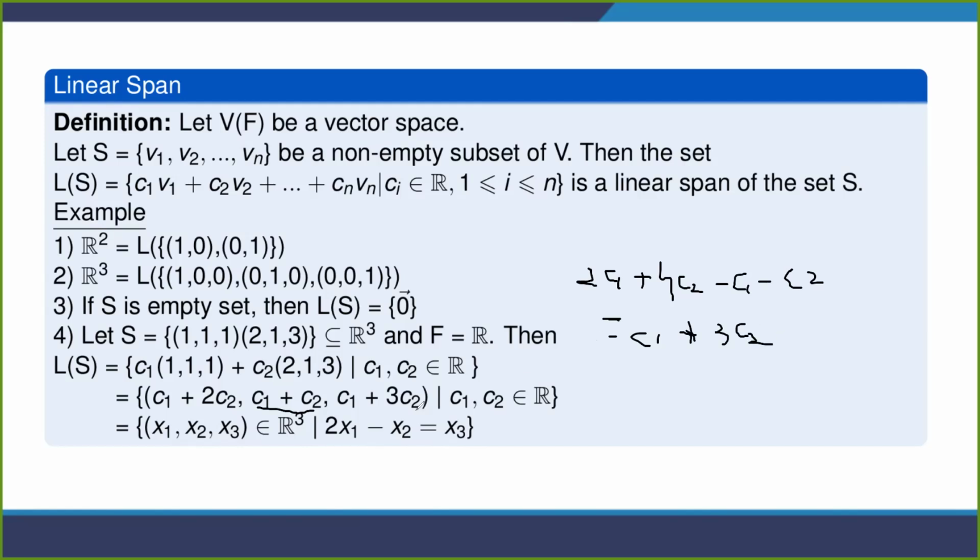If you understand this, x3 is what? C1 plus 3C2. So the answer is the same. Okay, so these are x1, x2, x3, and this is you finding the relation between them. If you find the relation between them and they belong to the real numbers, then x1, x2, x3 belong to R, that is your third dimension.